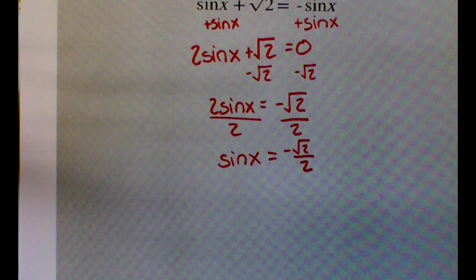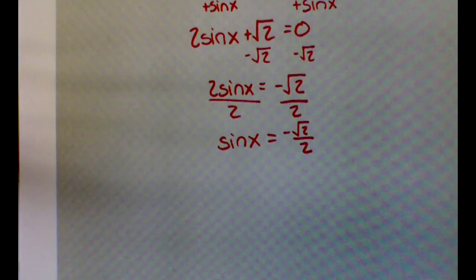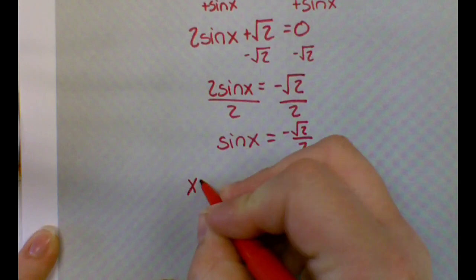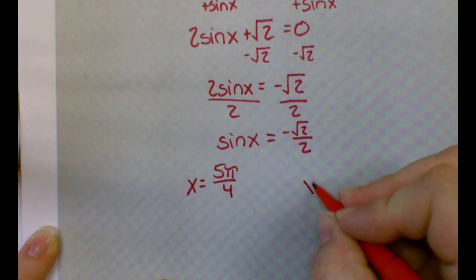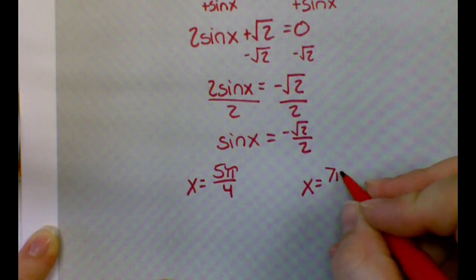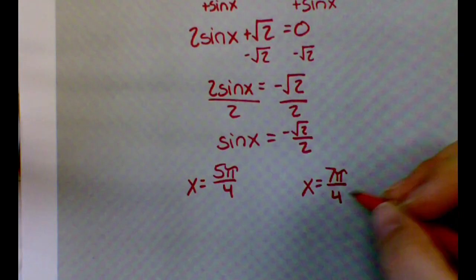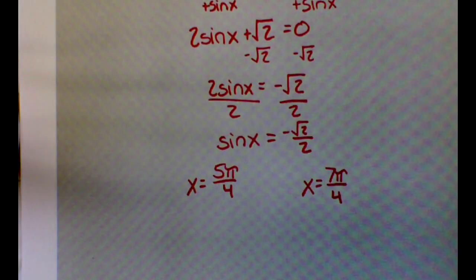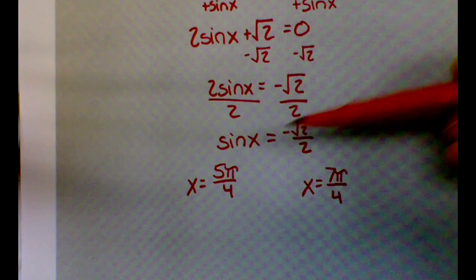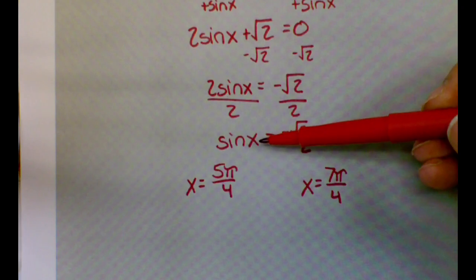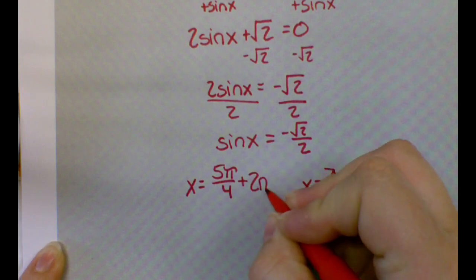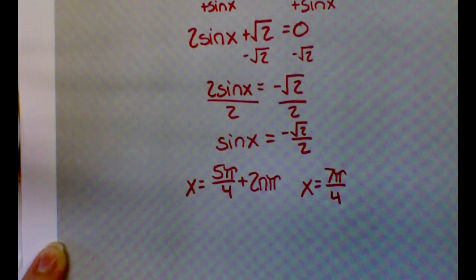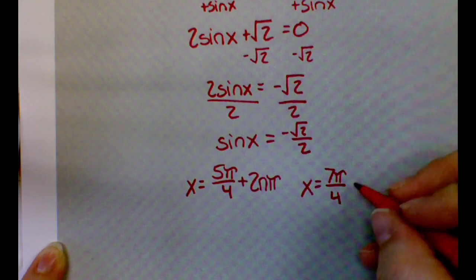So I look at my unit circle and I say, okay, where's the sine negative square root 2 over 2? One answer is 5 pi over 4, and another is 7 pi over 4. But I want all the possible solutions. So think about how often sine repeats. Well, the period is 2 pi, so I put plus 2n pi, because it could be 2 pi, 4 pi, 6 pi, on and on. Same thing over here.